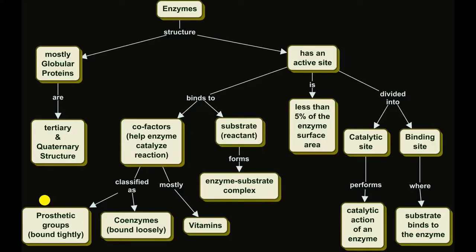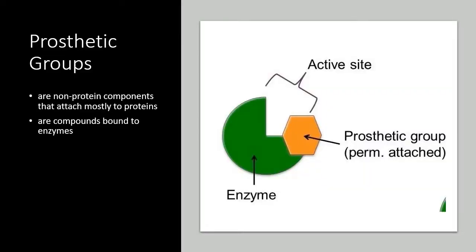Cofactors can be classified as a prosthetic group that is bound tightly to the enzyme. Prosthetic groups are non-protein components that attach mostly to proteins. They are compounds that are bounded to our enzymes. This is the enzyme, and this is the active site configuration that is created between the enzyme and the prosthetic group.